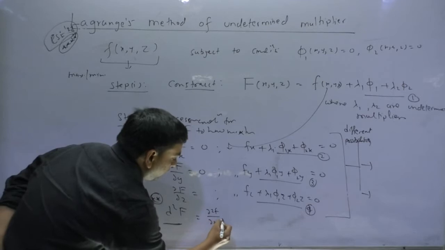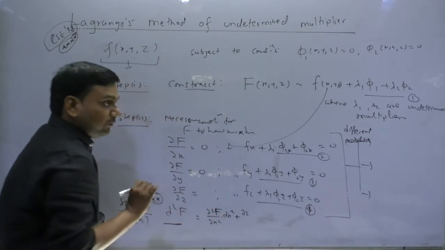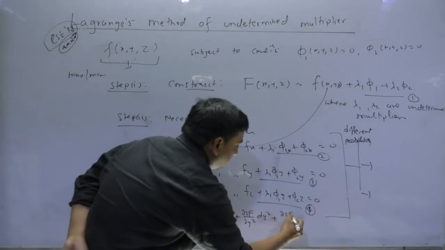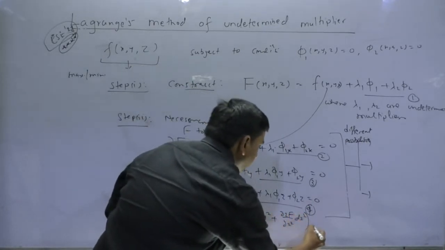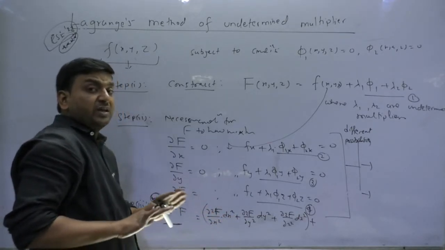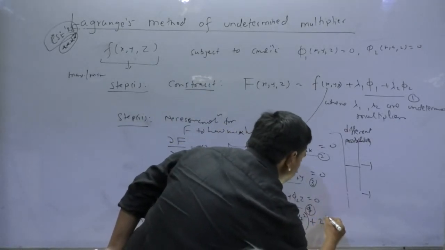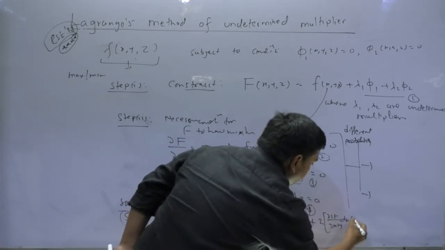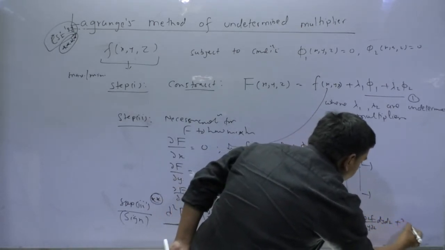Dever 2f over dever x square into dx square. Capital F I am writing. Please focus. Dever 2f over dever y square dy square. Dever 2f over dever z square into dz square. In short में भी लिख दूंगा, but you have to remember this expression, otherwise nothing is going to happen. Other part will be 2 times, please focus, dever 2f over dever x dever y into dx dy plus dever 2f over dever y dever z into dy dz.